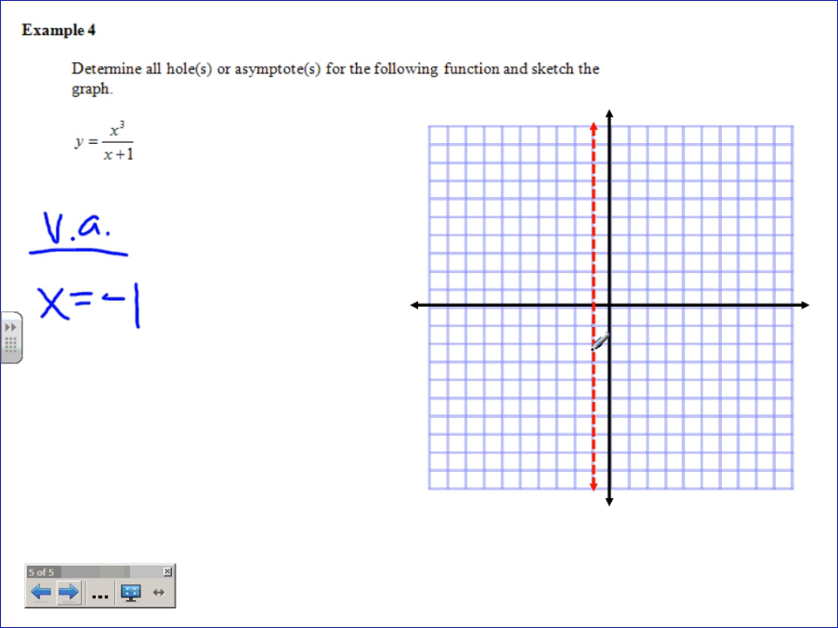Okay, now we have to decide, do we have a horizontal, a slant, or neither? Well, horizontal, remember, is if they're the same power or the bottom's bigger. And that's not happening here. The top's bigger. And if the top's exactly 1 bigger, you got a slant. The top here is, what's that mean? You have neither. There is no horizontal and there is no slant. So that's it. Awesome.